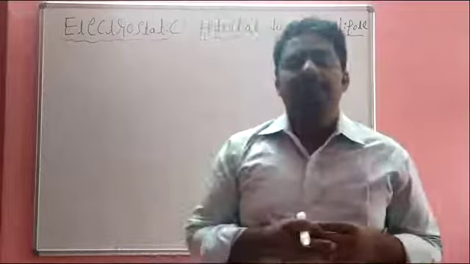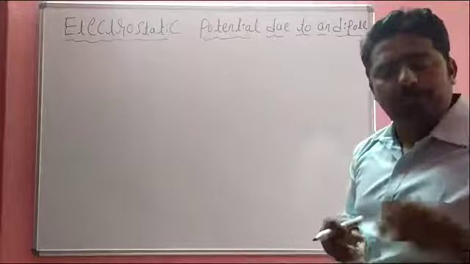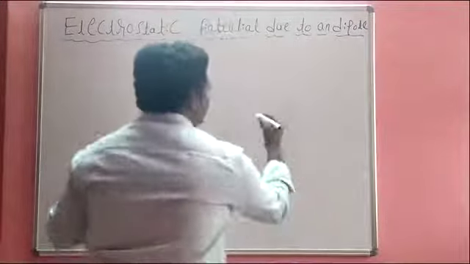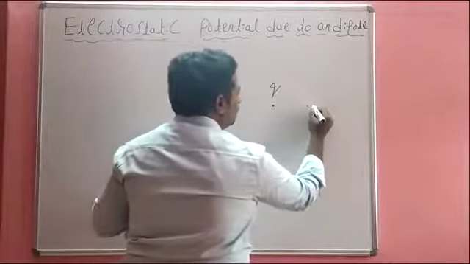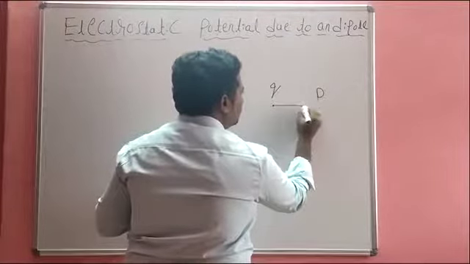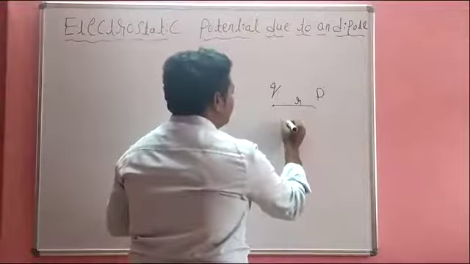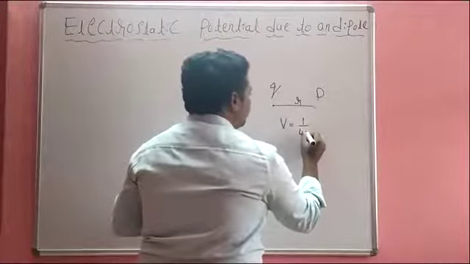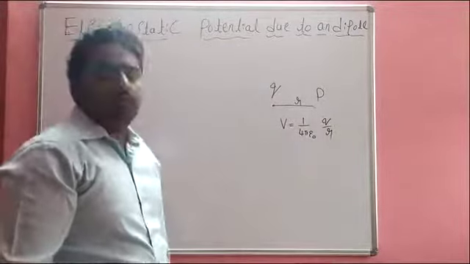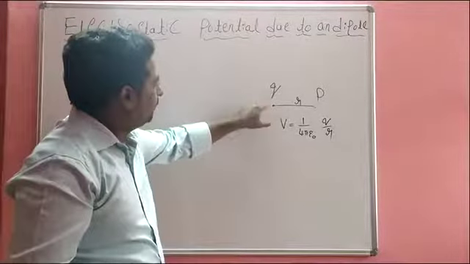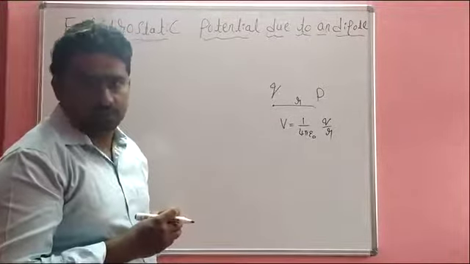Okay, dear students, in the last class we discussed the electrostatic potential due to a single point charge. With a certain point P at a distance R from the charge, the electrostatic potential is equal to 1 divided by 4 pi epsilon naught, Q divided by R. This was the discussion in the previous video.